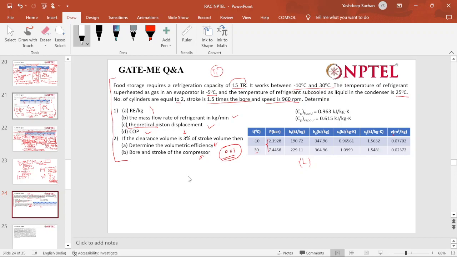This problem you have done, I think I gave it for homework, right? So the problem is done, but the theoretical piston displacement is not understood. I think we have solved this here, right? Okay, so this problem we have to solve today. Theoretical piston displacement: you have to find the length L.